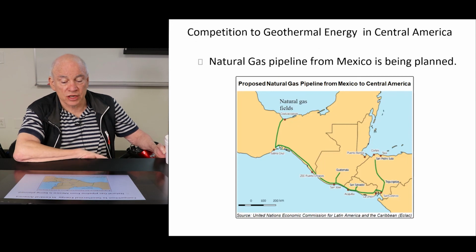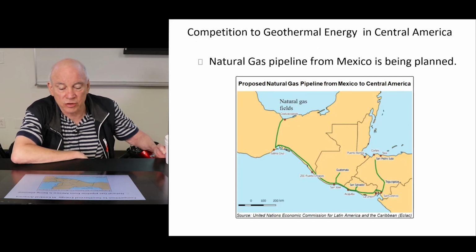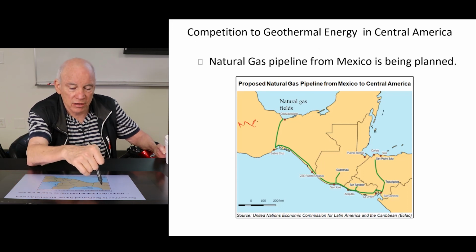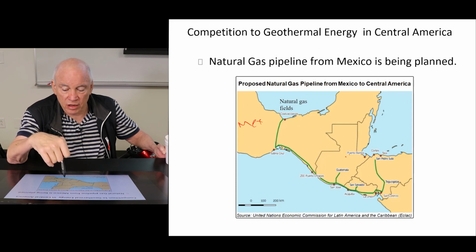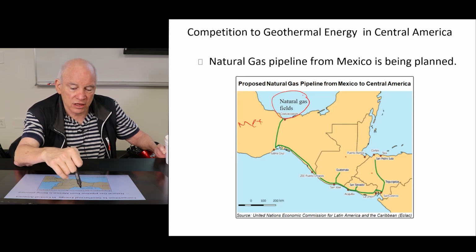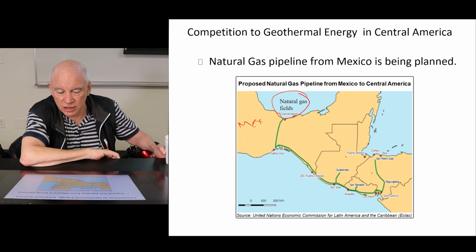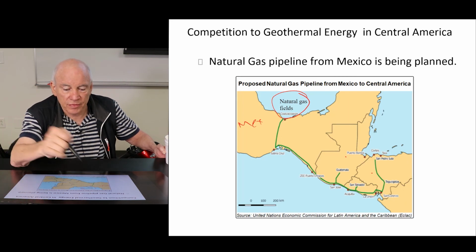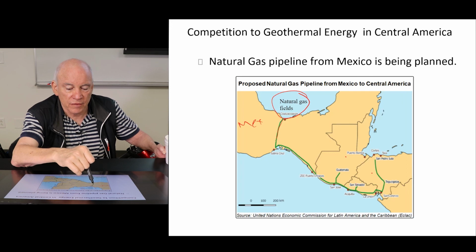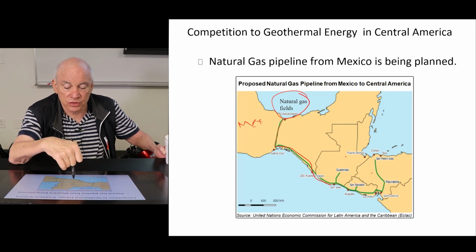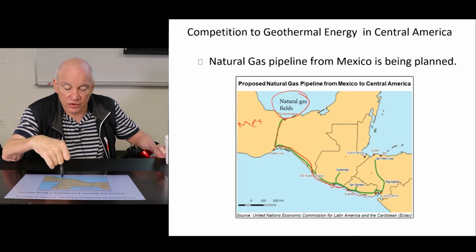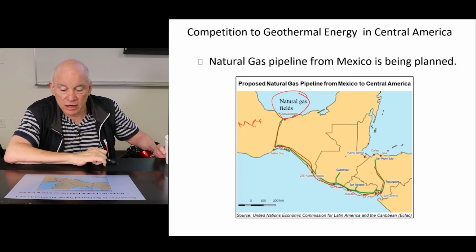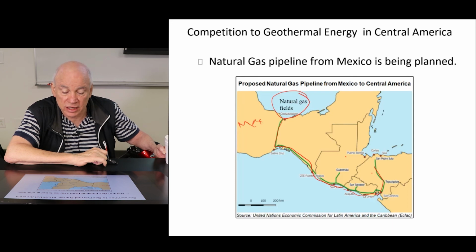Now, an interesting thing is happening that is going to be a competition for geothermal energy. So this is Mexico here, and Guatemala, Honduras, El Salvador. And just offshore is very rich natural gas fields in the Gulf of Mexico. And so they're planning a natural gas pipeline to bring natural gas down and then into Guatemala, El Salvador, and Nicaragua. And depending on what the prices are for natural gas, that is going to be competition for geothermal energy.